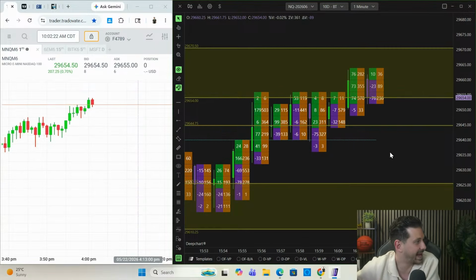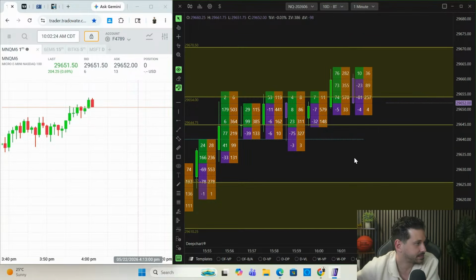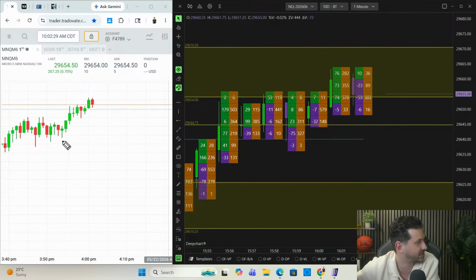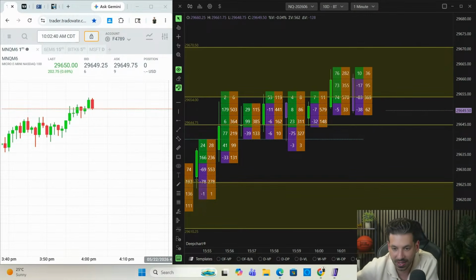All right, we've had a bit of a breakout. Buyers are still keeping it very steep. If you're actually looking at the candles here, we've got a very nice steep incline. They're keeping it. The sellers just struggle.